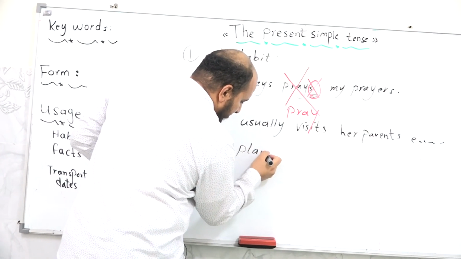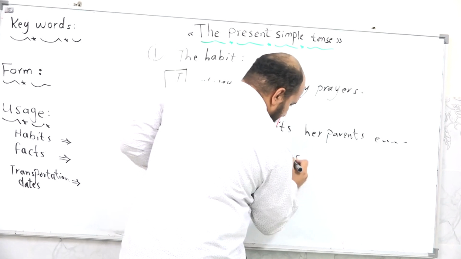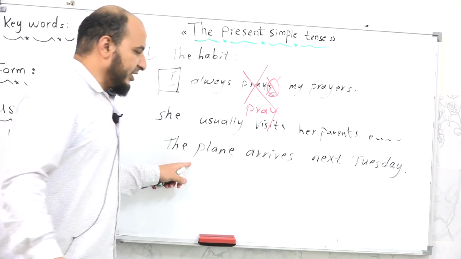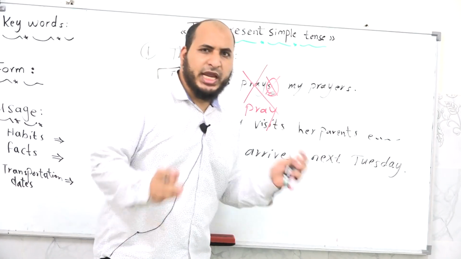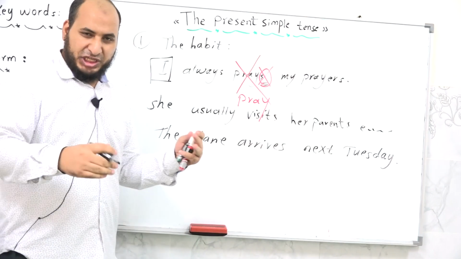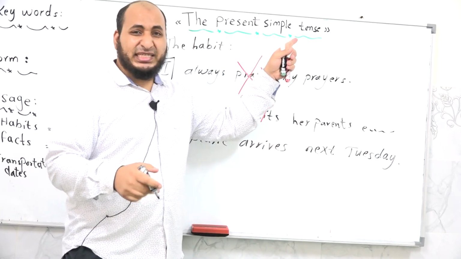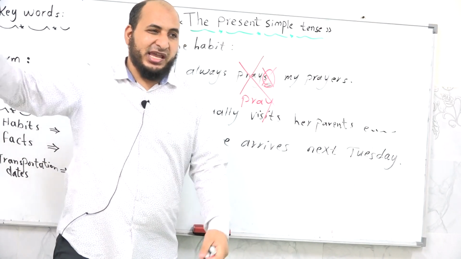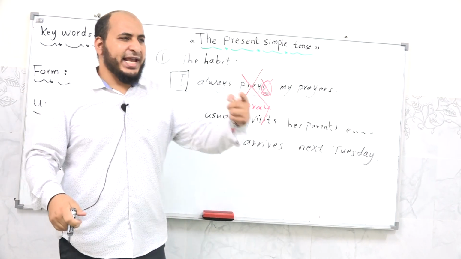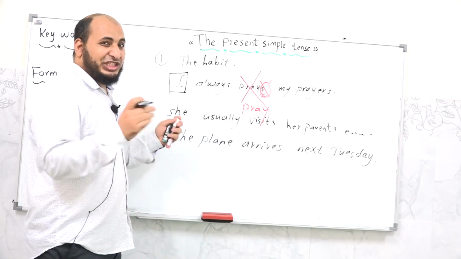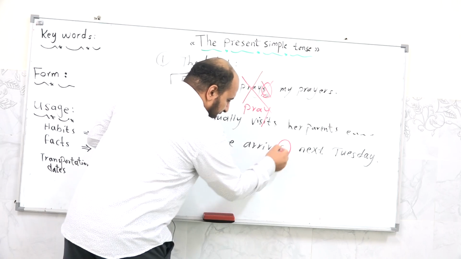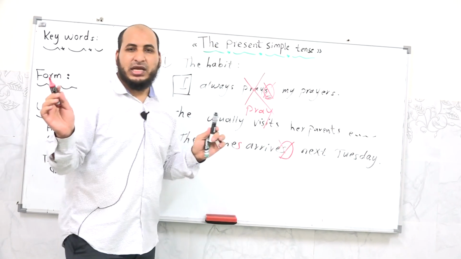The plane arrives next Tuesday. You say next, mister, next is for the future. No, because it's transportation dates. Transportation dates take the present simple tense, not future, not yesterday. If I write yesterday, you can't take the past simple tense, okay? Or next for the future, you can't take the future. But the transportation dates, you can write with the form of the present simple tense.